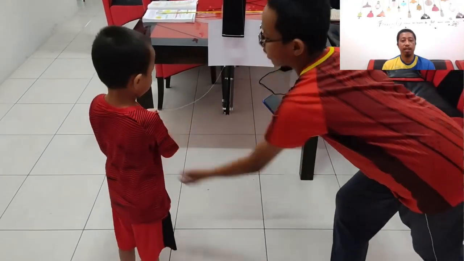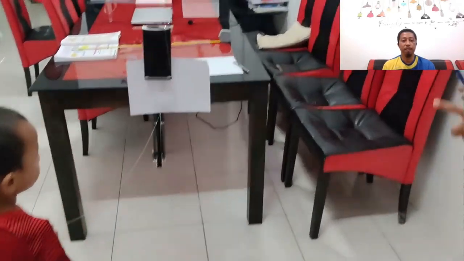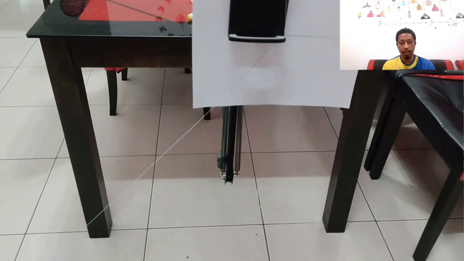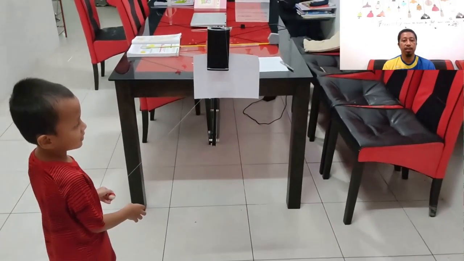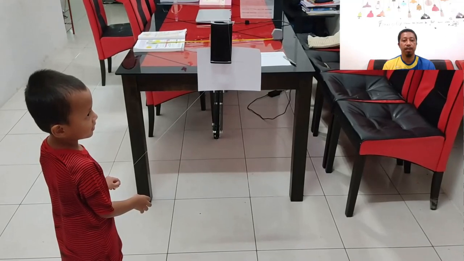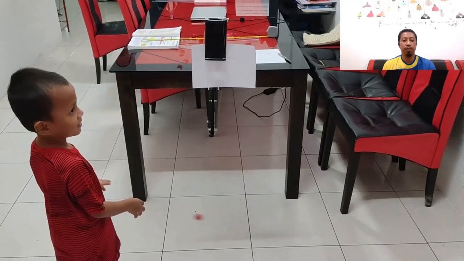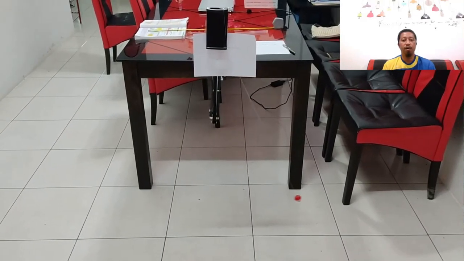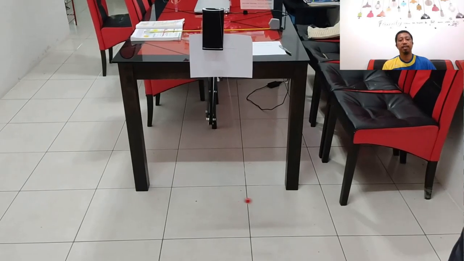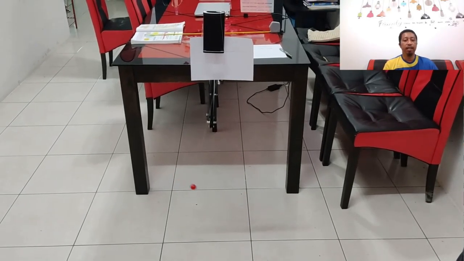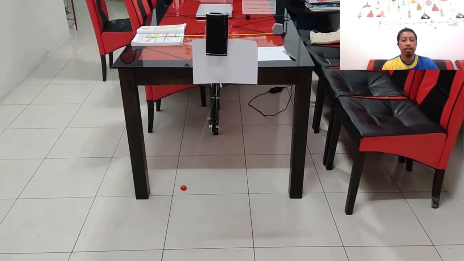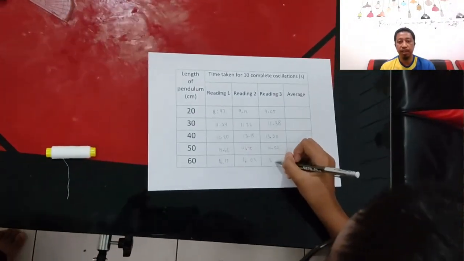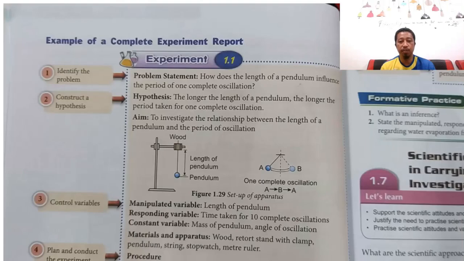Okay, so let me help him a little bit. Make sure the string is straight and aligned to the marked angle. Okay, so release the pendulum. Are you ready? We count together. 1, 2, 3, 4, 5, 6, 7, 8, 9, 10. Okay, now we stop the stopwatch and we record the reading. Okay, so we have finished the experiment.